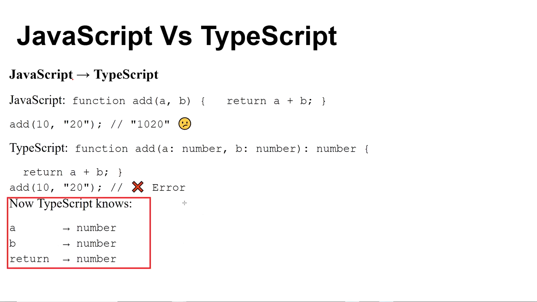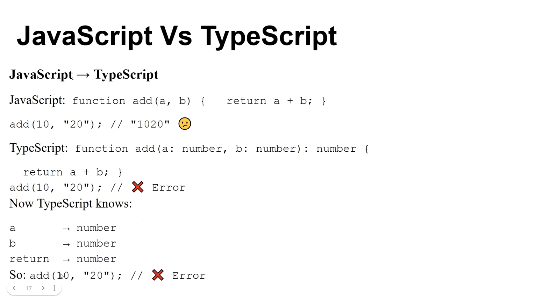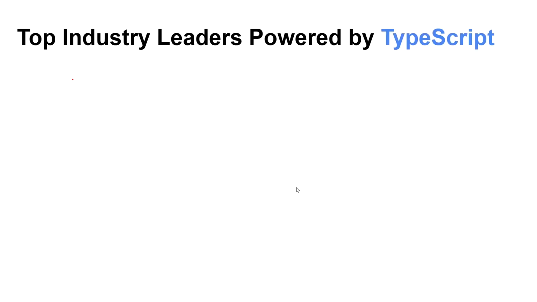But in JavaScript, it does not identify this. It identifies it during running or after development. So in TypeScript, we cannot add the number 10 and the string 20. It brings an error.